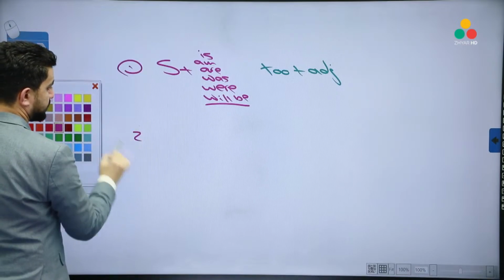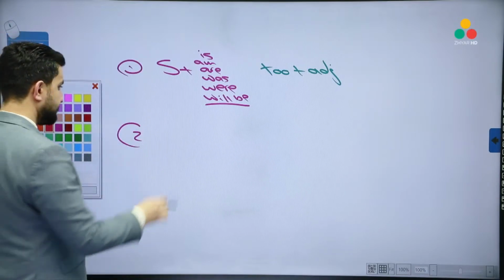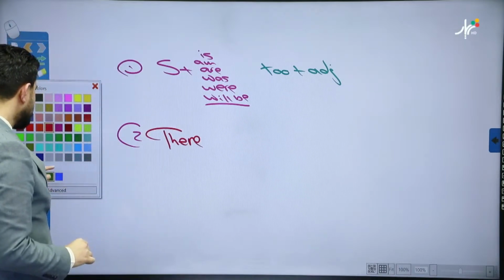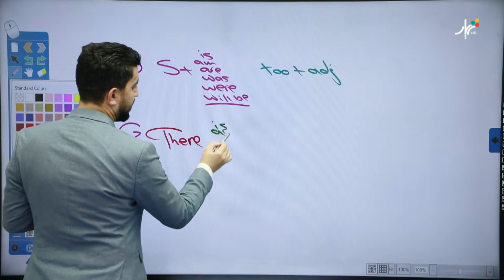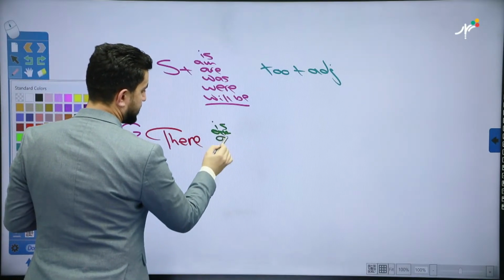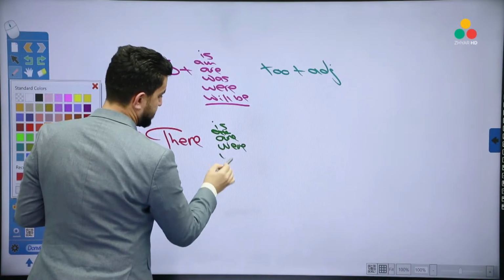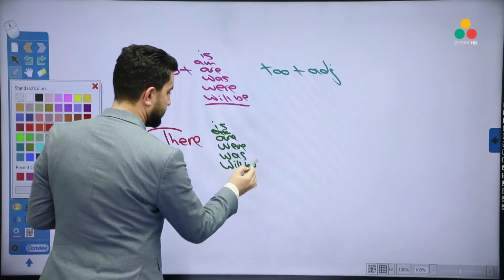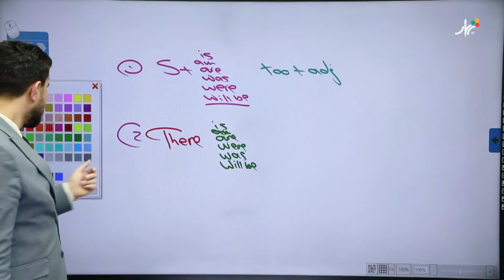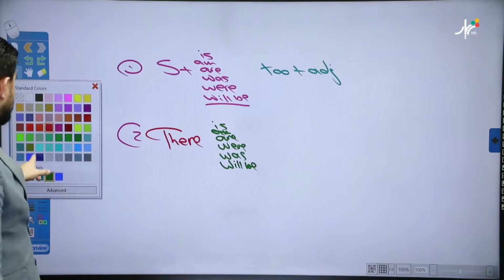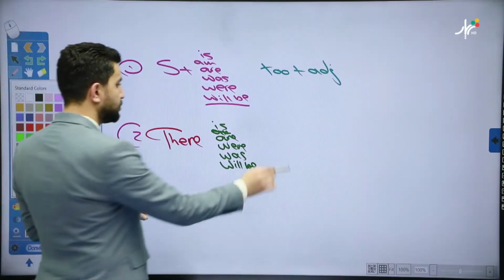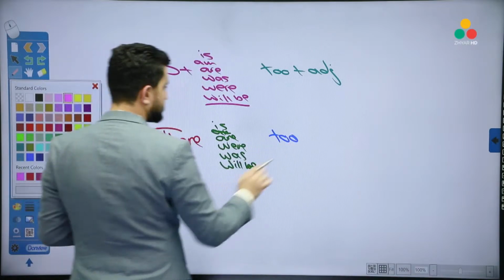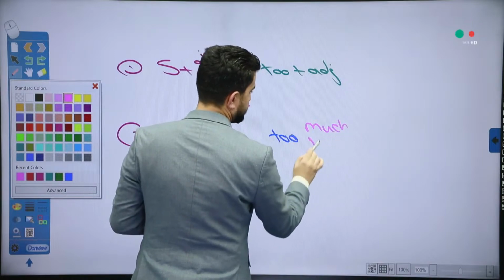Rule number 2, if you remember, we said when we have "there." Don't forget, we have there is, there are, there were, there was, there will be. So we use the verb be family here. And since we have "there" here, don't forget that we use "too much" and "too many."